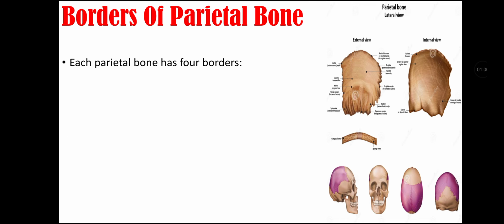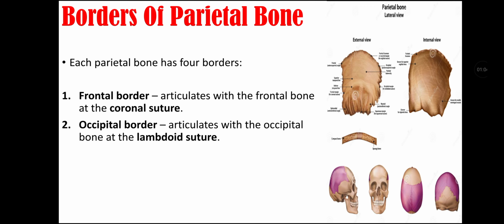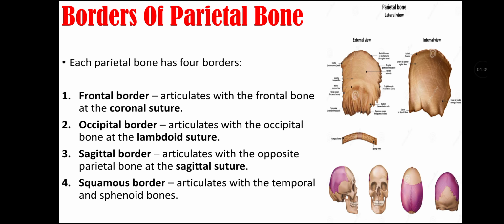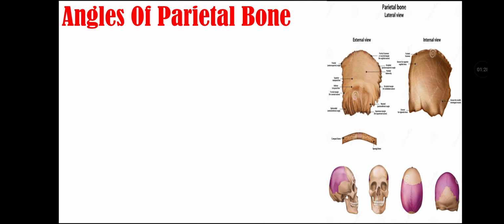Borders of parietal bone. Each parietal bone has four borders. They include the frontal border, occipital border, sagittal border, and squamous border. The frontal border articulates with the frontal bone at the coronal suture. The occipital border articulates with the occipital bone at the lambdoid suture. The sagittal border articulates with the opposite parietal bone at the sagittal suture. And the squamous border articulates with the temporal and sphenoid bone.